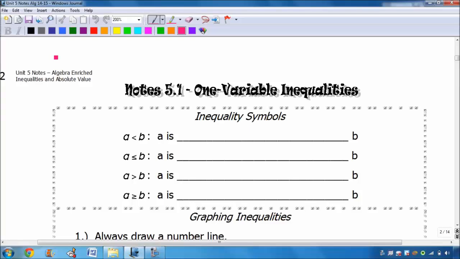Okay, notes 5.1 are on one variable inequalities. At the top of your paper, it shows you inequality symbols. And what I would like for you to do, please, is fill in these symbols. So please press pause, fill them in, and then come back to me to see how you did.